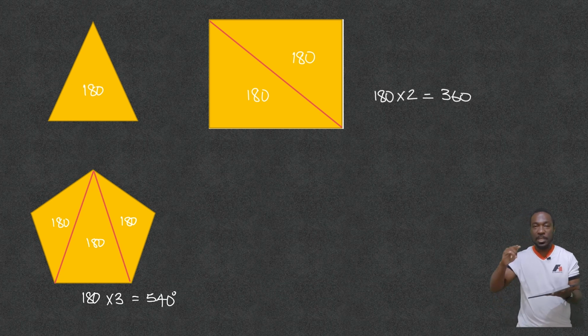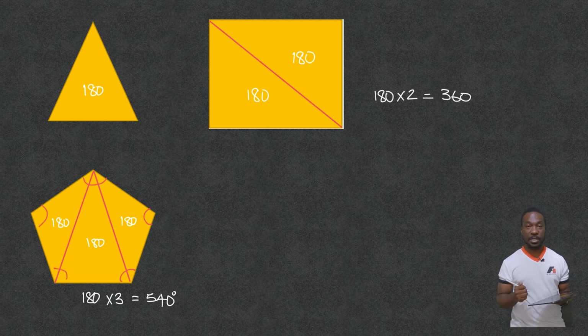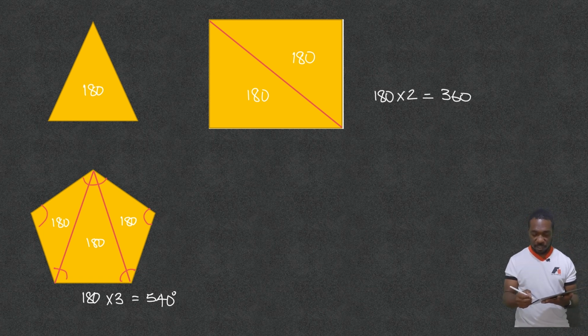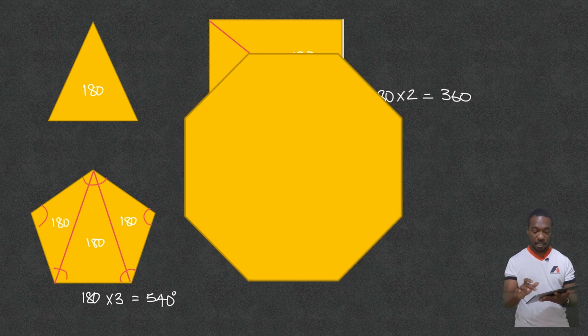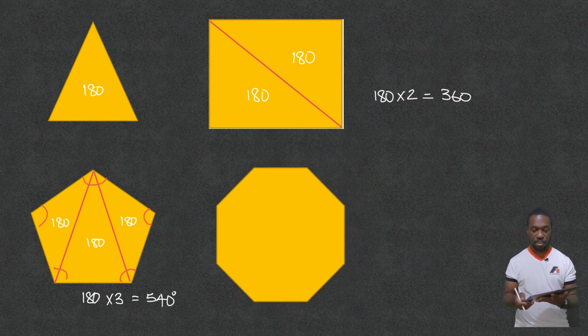And so all the angles in my pentagon, and when I say all the angles, I mean all of these angles here in my pentagon, add up to 540 degrees. So let's add one more shape to the mix because you can see what's going on here. And for this one, I am going to add my octagon. So octagon, this has got 8 sides.